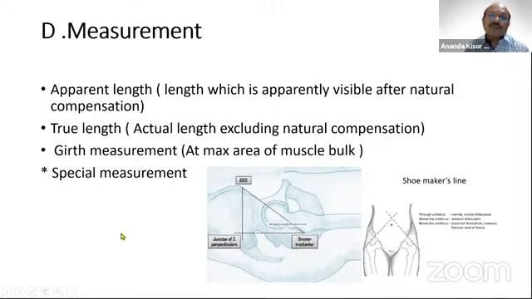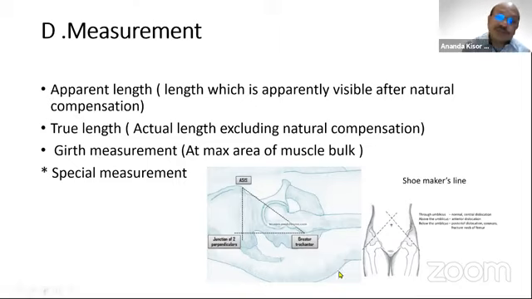For Nelaton's line, there is a basic prerequisite, a basic position. In any test, the first point is to take the consent of the patient and make the patient understand what is going to be done. The next point is exposure and position. So what is the position for Nelaton's line examination? It is a side-lying position, and the hip and knee should be flexed 90-90. This is most important: hip and knee should be 90-90 flexed.